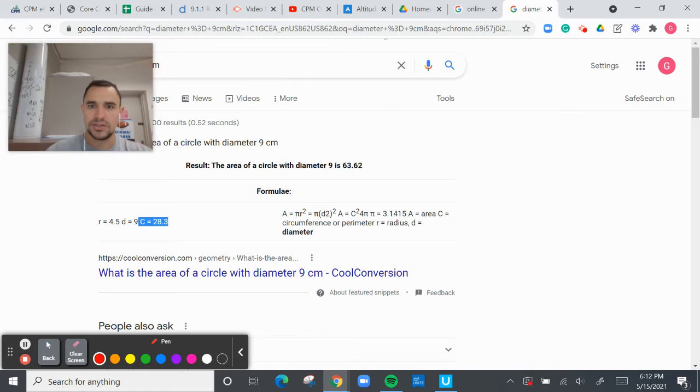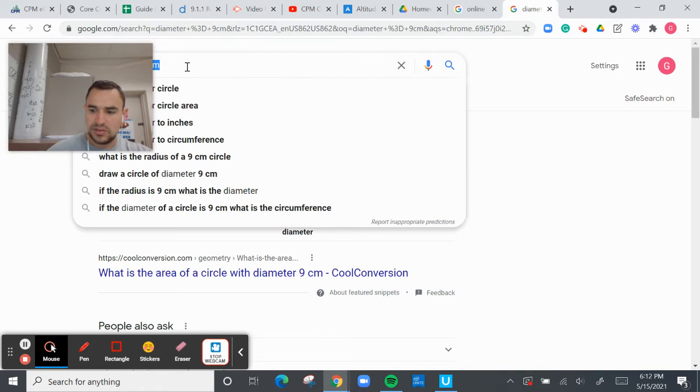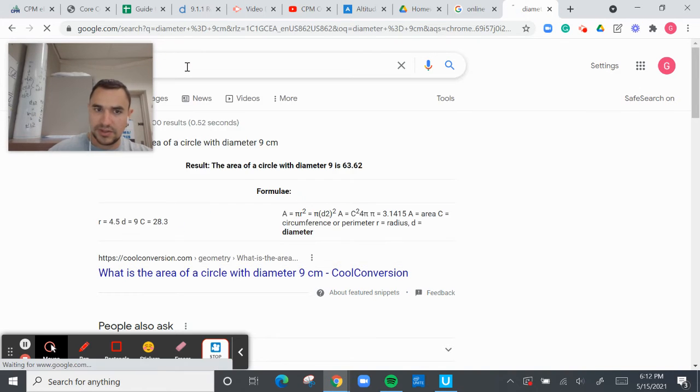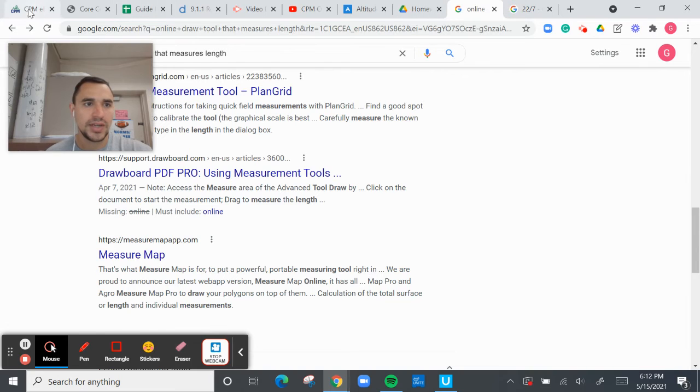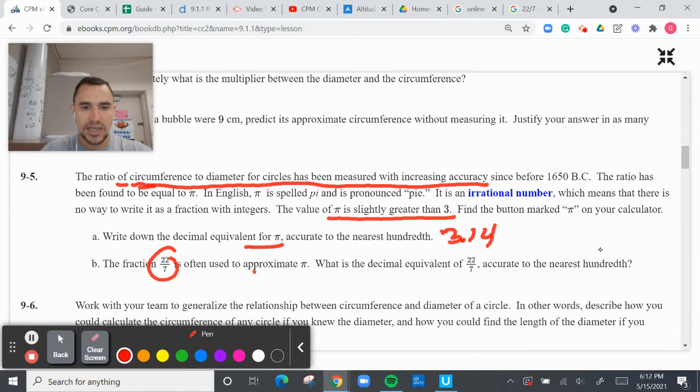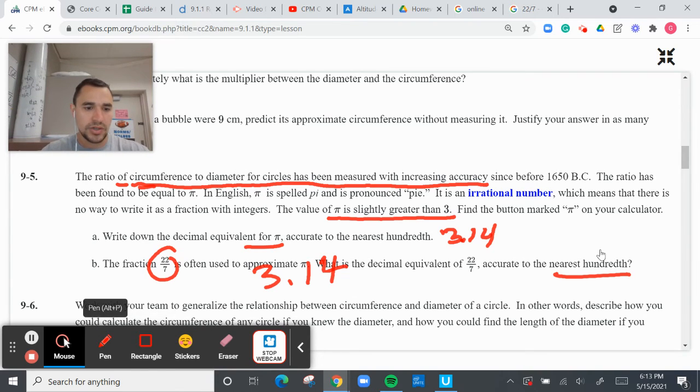And the fraction, this is often used to approximate pi. What is the decimal equivalent? Well, let's just go ahead and do this. Clear, enter, 22 divided by 7. And that is 3.142857, 14286. So 3.14, again, is our answer, and that's what you're going to be using a lot. 3.14 to the nearest hundredth. 4. All right, moving on to our next stuff.